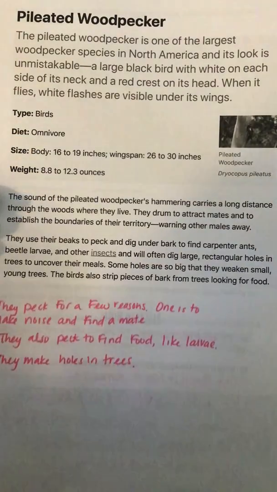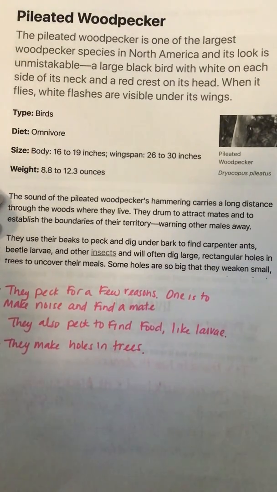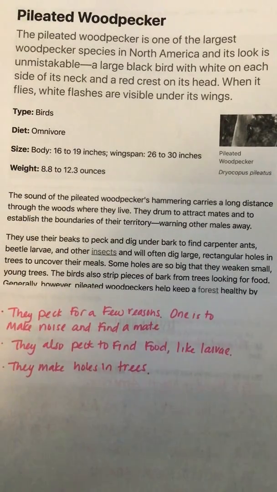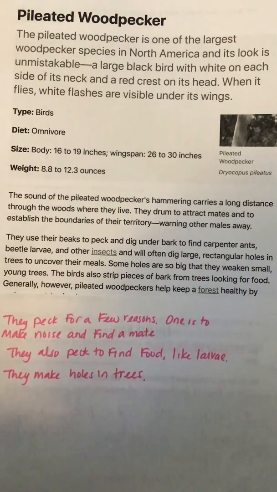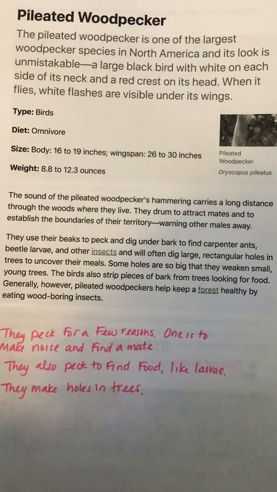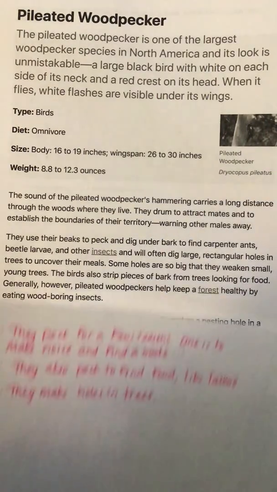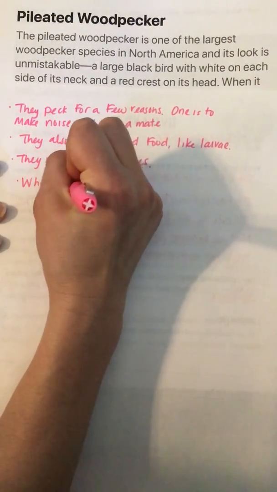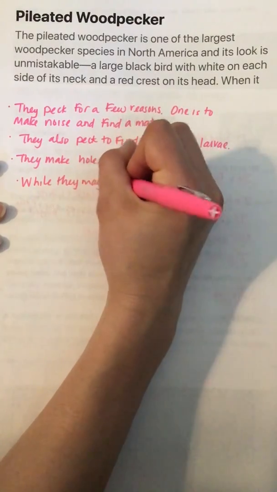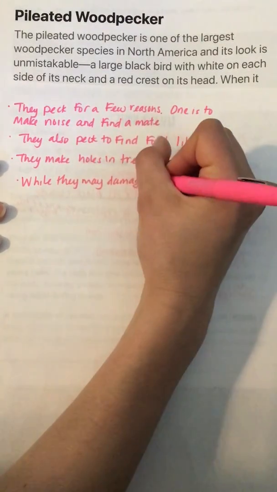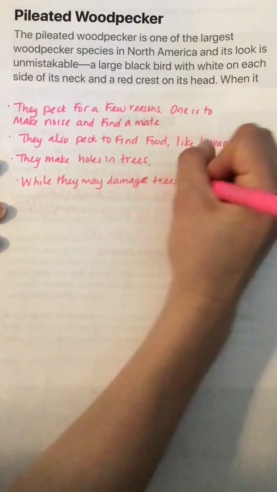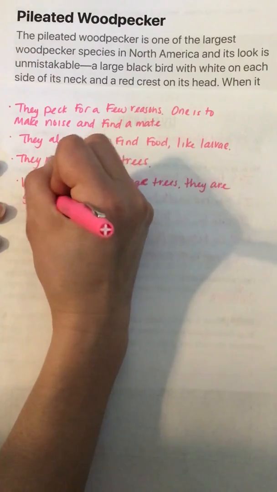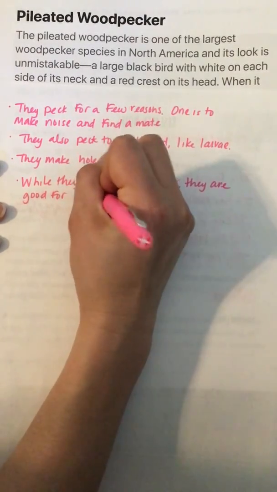Some holes are so big that they weaken small young trees. The birds also strip pieces of bark from trees looking for food. Generally, however, pileated woodpeckers help keep a forest healthy by eating wood-boring insects. Ooh, that's important. So I'm going to say, while they may damage trees, they are actually useful. They are good for forests because they eat bad bugs.